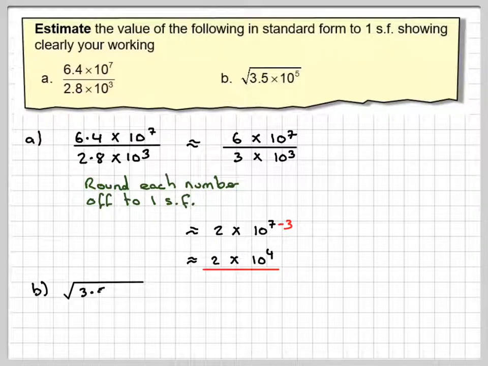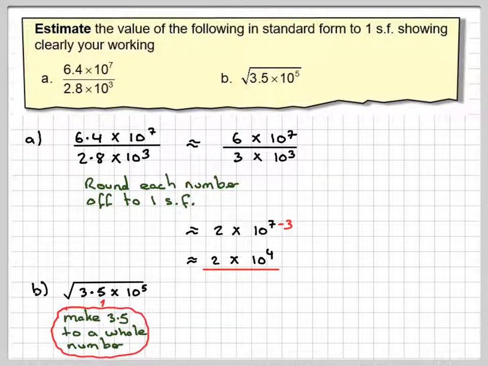Right, the square root's a little bit more tricky. So we've got the square root of 3.5 times 10 to the 5. What we're going to do is take the decimal point out. So it will become 3.5 to a whole number, so that will make it 35. So this becomes the square root of 35 by 10 to the 4.